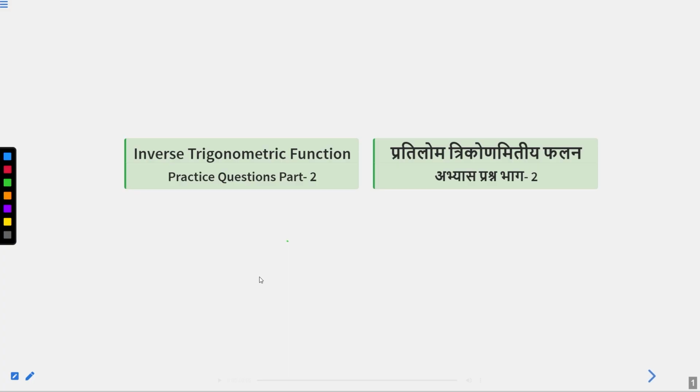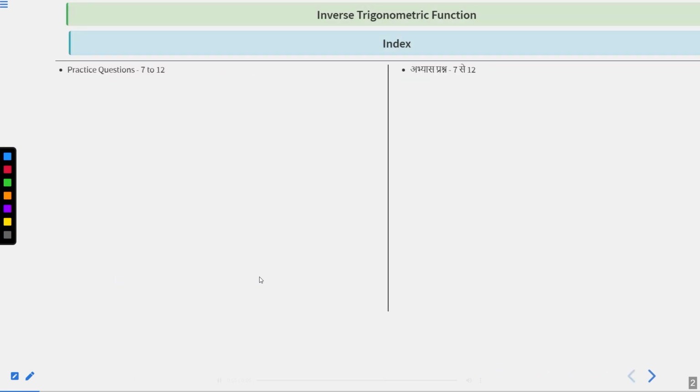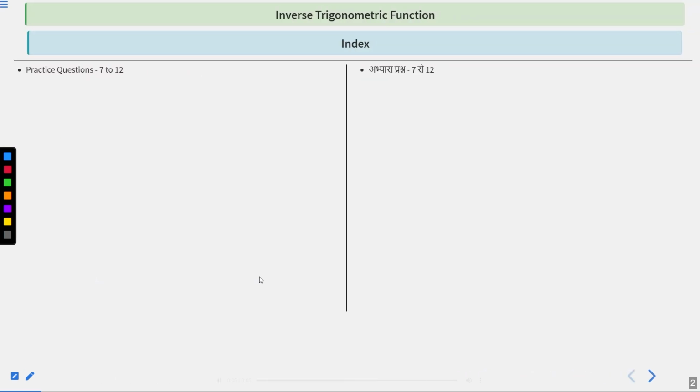In today's lecture, we will practice some more questions based on inverse trigonometric functions. In this lecture, we will start from question number 7 and we will discuss till question number 12.